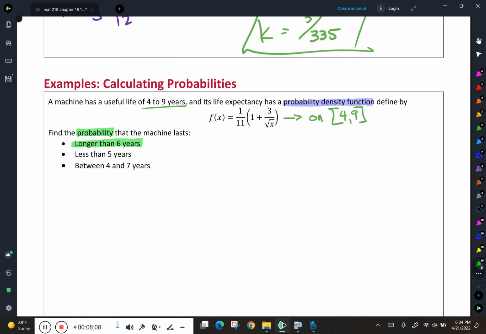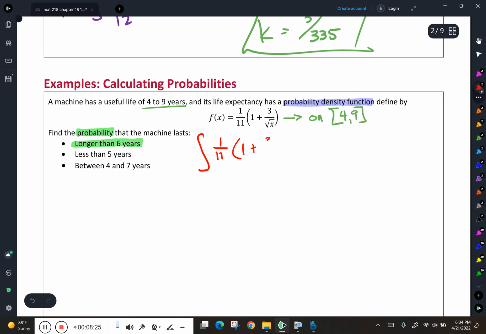Now, I know that probability, when I have a probability density function, is just an integral. So I know it's going to be an integral, and I know it's going to be of the function 1/11 times (1 plus 3 over root x) dx. I'm just not sure what those limits are. What number is going to go here, and what number is going to go there?